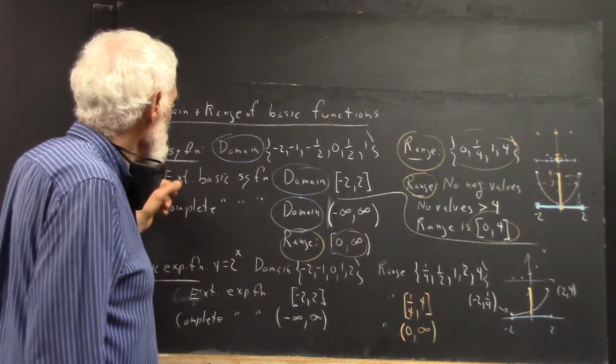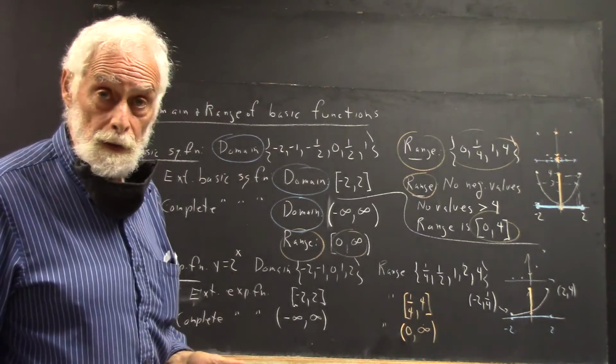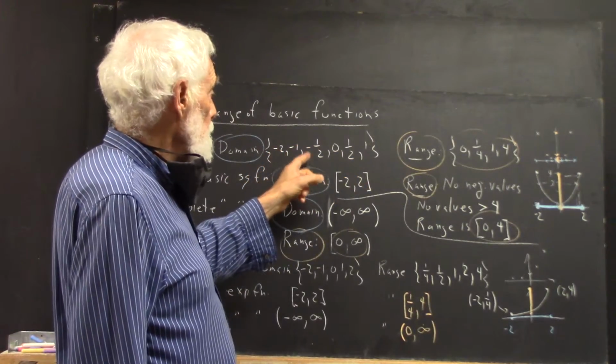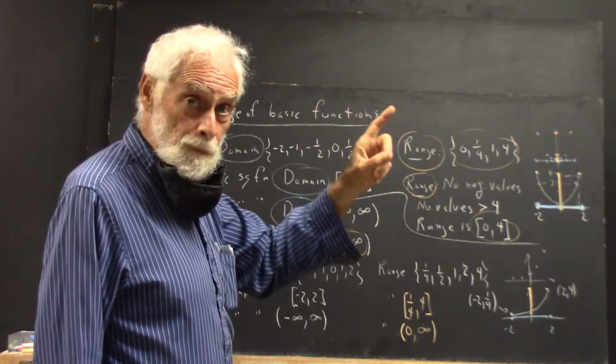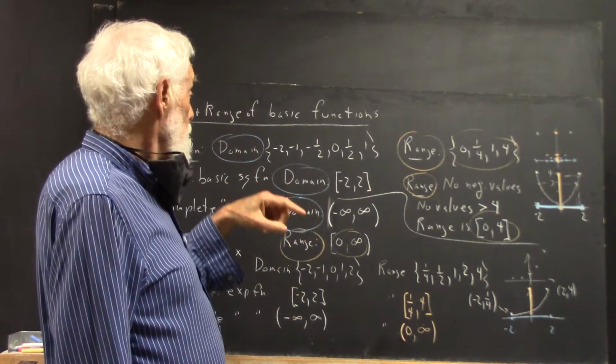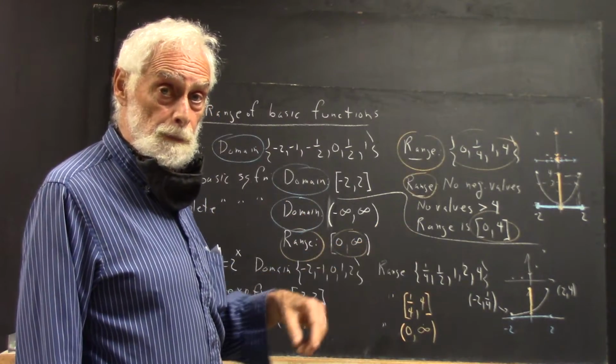Okay, so the domain of the basic squaring function. Now the domain of any of the basic functions consists of all the values, -2, -1, -1/2, 0, 1/2, 1, for which we can calculate the exact value, either as a fraction or a decimal. Okay?